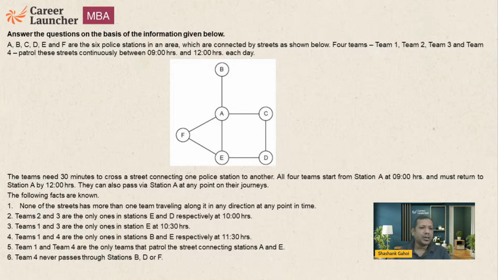Okay, and the question is not saying they can't go to another station. So basically, they can just go like AC, AC, AC, AC, AC, and still it can be done, or AB, AB, AB, or A, F, E, D, C, A, whatever it is. So they can do any of those things. Now, none of the streets. So basically, what I should do in this.